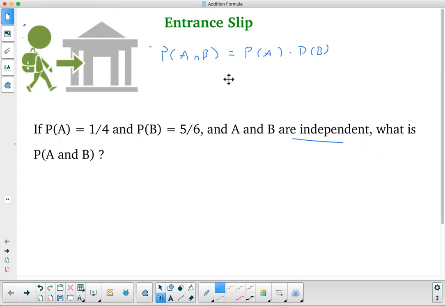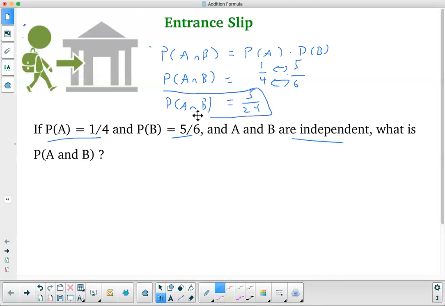Well, let's just substitute these things in. We want A and B. We're given A, and we're given probability of B, 5/6. 1 times 5 is 5. 6 times 4 is 24. So the probability of both of these things happening, essentially not at the same time, but both of them happening, is 5/24. Pause the video here if you had an issue with that.